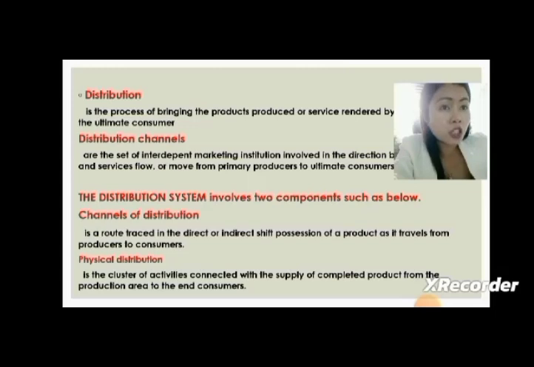Distribution is the paths that products and services take on their way from the manufacturer or service provider to the end consumer. The distribution system involves two components: channels of distribution and physical distribution. A channel of distribution, also referred to as a distribution channel, is the method a company uses to get a product or service into the hands of a consumer as quickly and efficiently as possible. Physical distribution. An example of physical distribution is a company transporting goods from a warehouse to a retail store.